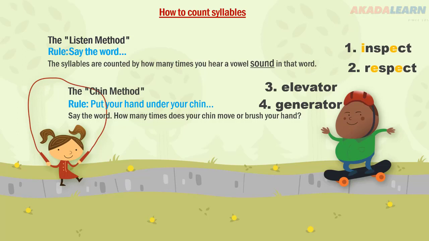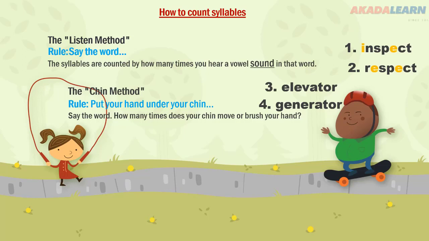You say it with me, okay? With your hand under your chin. Generator. How many times did your chin brush your hand? Also 4. Very good. Remember, the words elevator and generator have similar sounds, so they also are rhyming words. That is, they are words that rhyme.